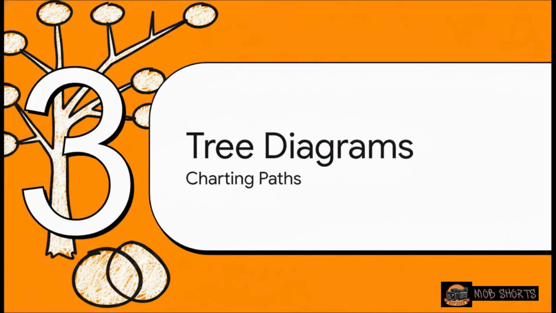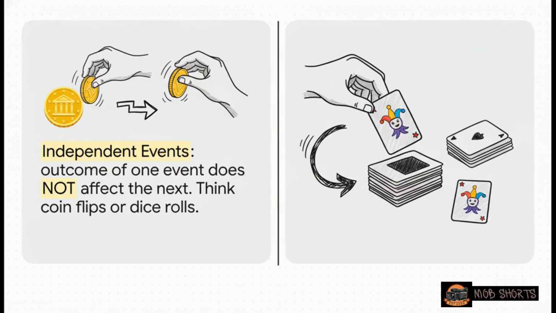Okay, tool number 2. We're moving from a still picture of overlaps to mapping out what could happen in the future. We are charting paths with tree diagrams. Now, before we can even draw a tree diagram, we've got to get one thing straight: the difference between independent and dependent events. It's super important.